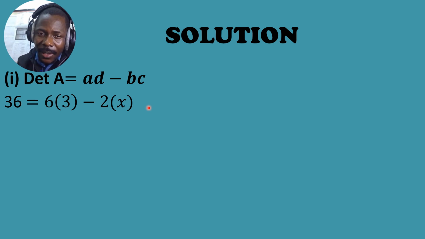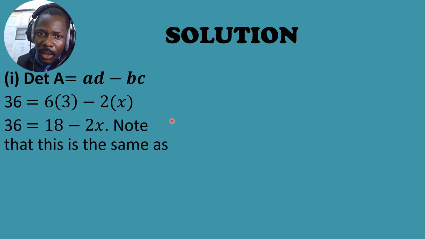So we are simply saying 36 is equal to 6 multiplied by 3. These are elements in the major diagonal. Minus 2 multiplied by x. These are elements in the minor diagonal. Okay. So 36 is equal to 6 by 3, there we get 18. 2 by negative 2 by x, we get negative 2x.